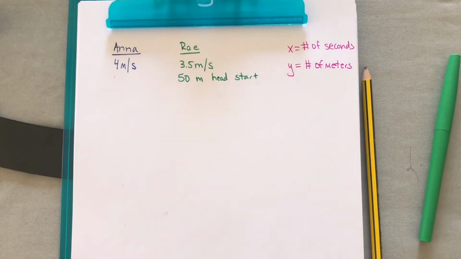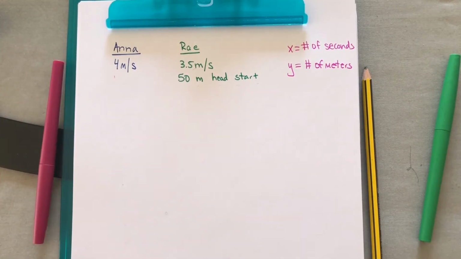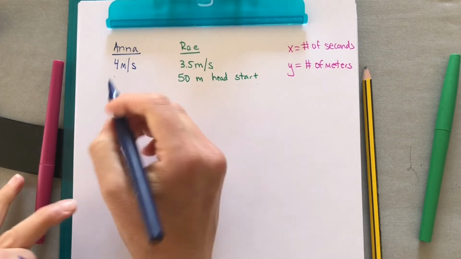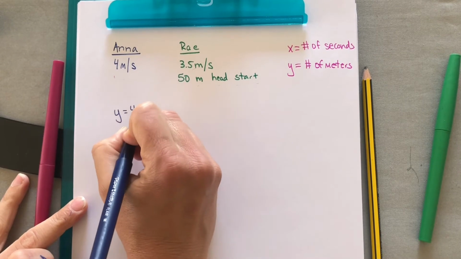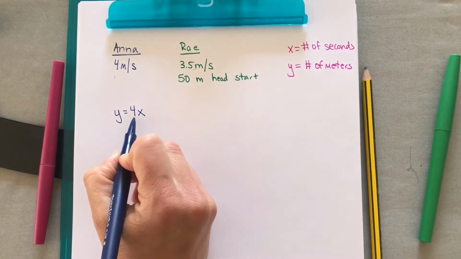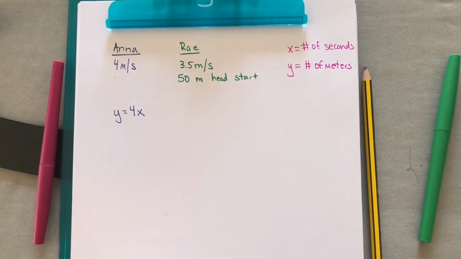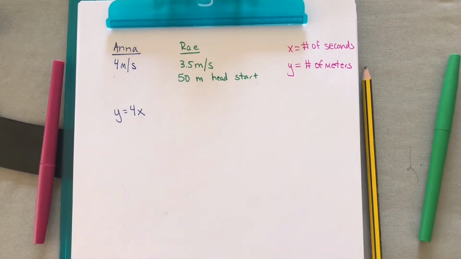So Anna's equation is fairly simple. She runs at 4 meters a second. She starts at 0 seconds and 0 meters. So y equals 4x. 4 meters every second times the number of seconds gives us the total number of meters.